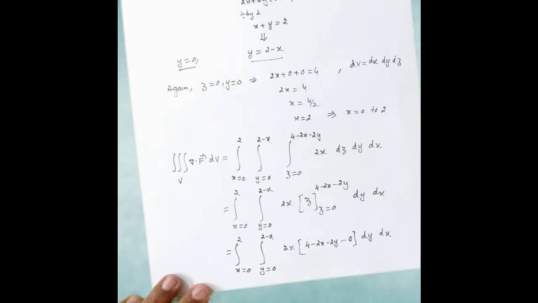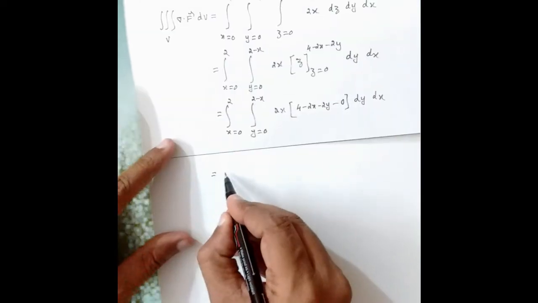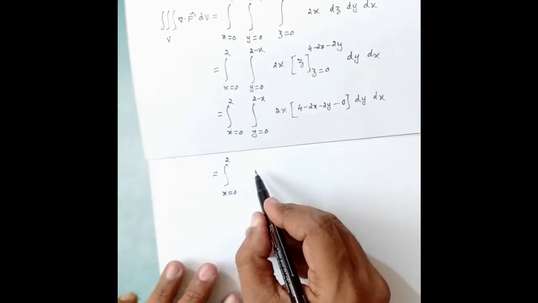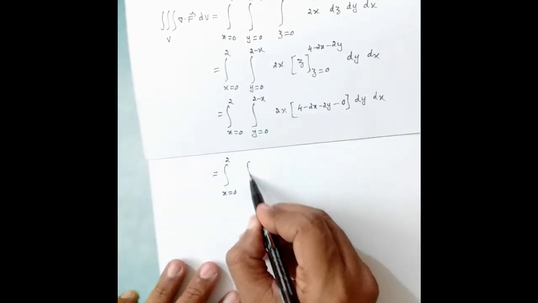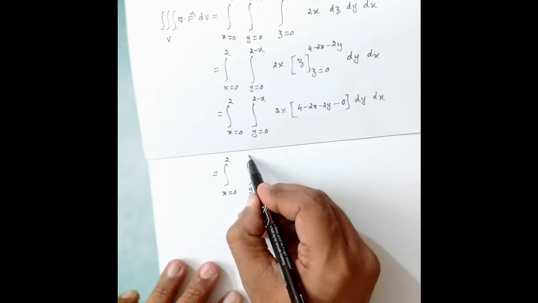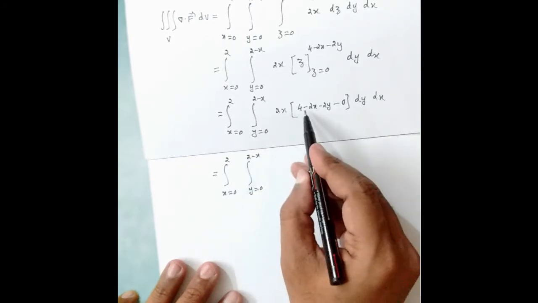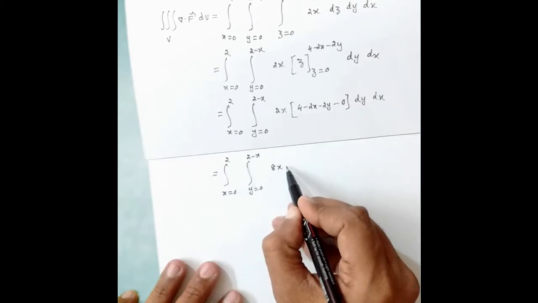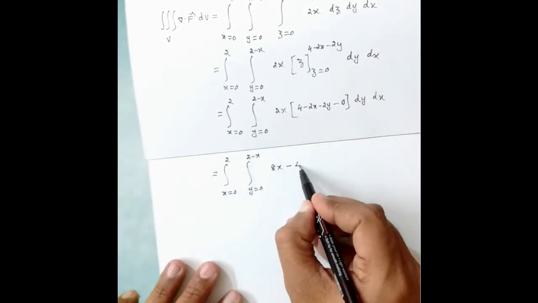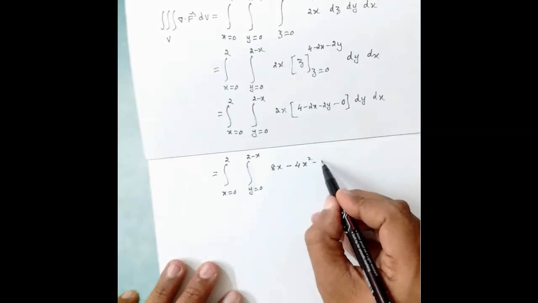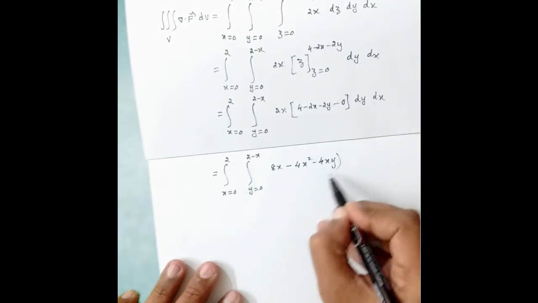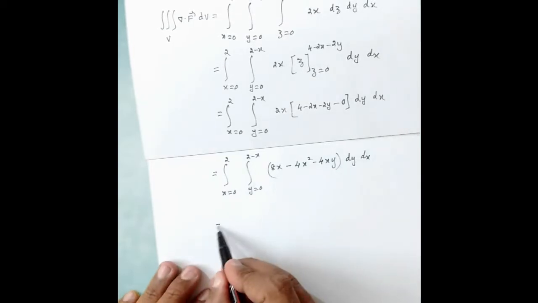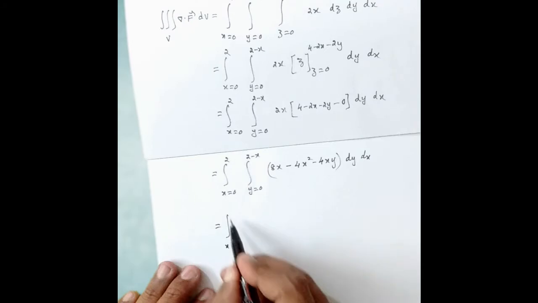Further let us try to integrate it. The integral x is equals to 0 to 2, and this is integral y is equals to 0 to 2 minus of x. So just multiply this one. You'll be getting 4 times of 2, 8x, minus of 2 times of 2, 4x square, minus 2 times of 2 will be 4xy, into what you get? Into dy dx. Now let us try to integrate with respect to y.